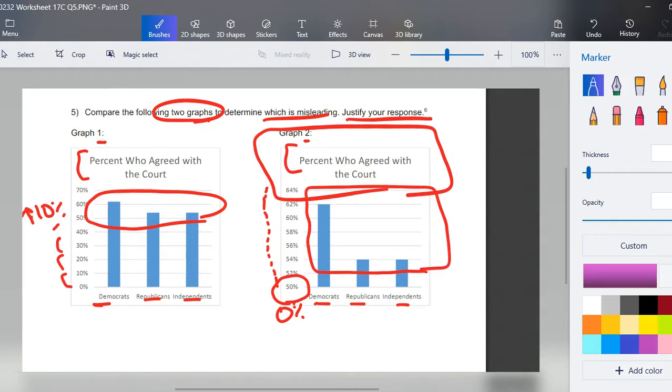So if you're going back to look at our four choices, is it A, B, C, or D? It is going to be A that is misleading by not starting the vertical axis at 0. In other words, it is skewing or slanting the data.